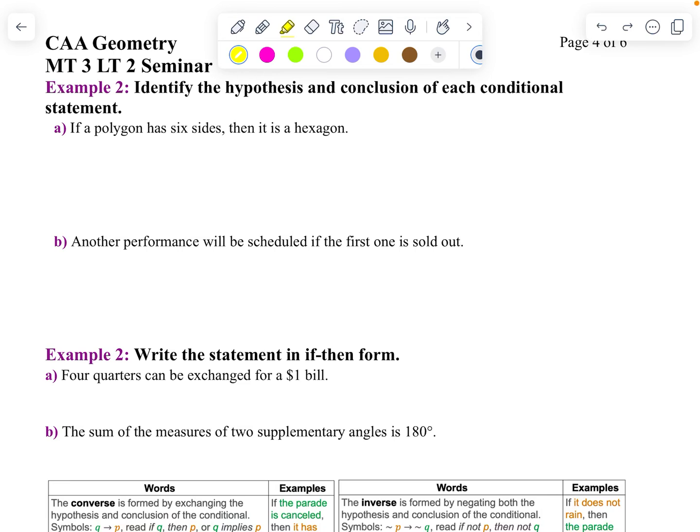In our next problem, we're going to identify the hypothesis and conclusion. I'm going to put my hypothesis in yellow and my conclusion in green. So in example A, it says, if a polygon has 6 sides. So my hypothesis is a polygon has 6 sides. My conclusion, it's a hexagon.